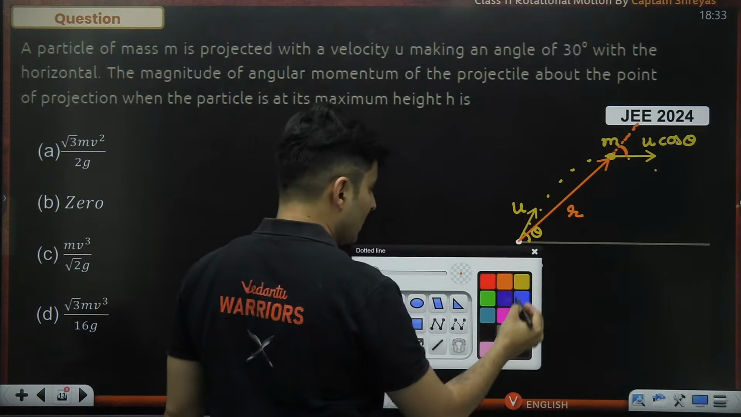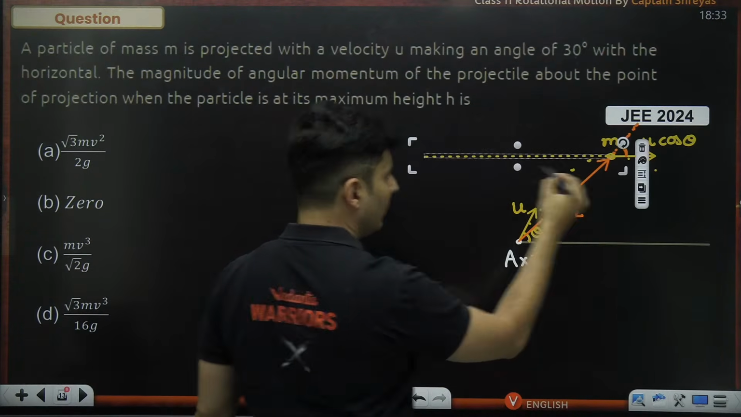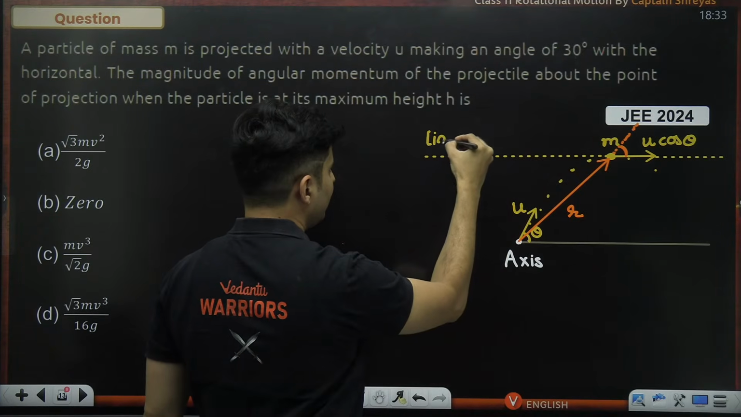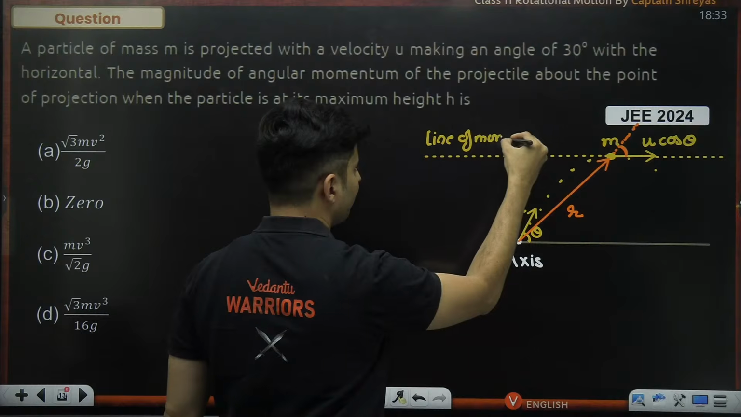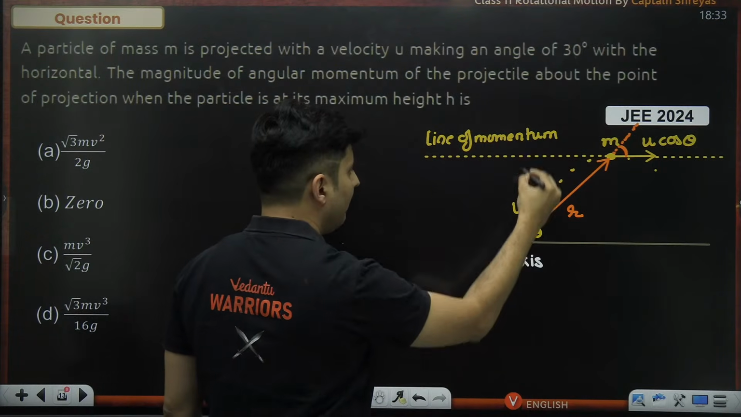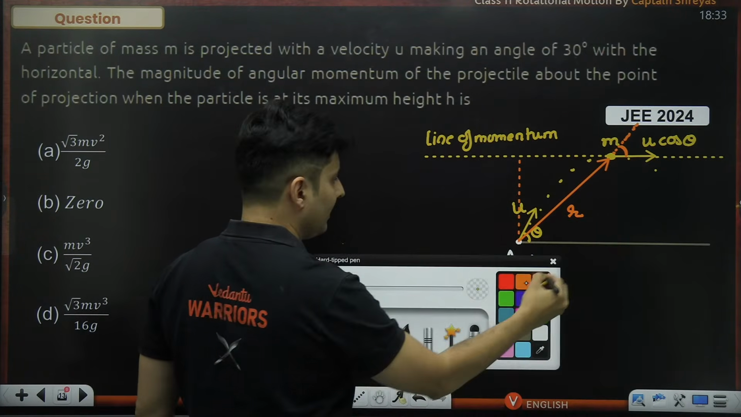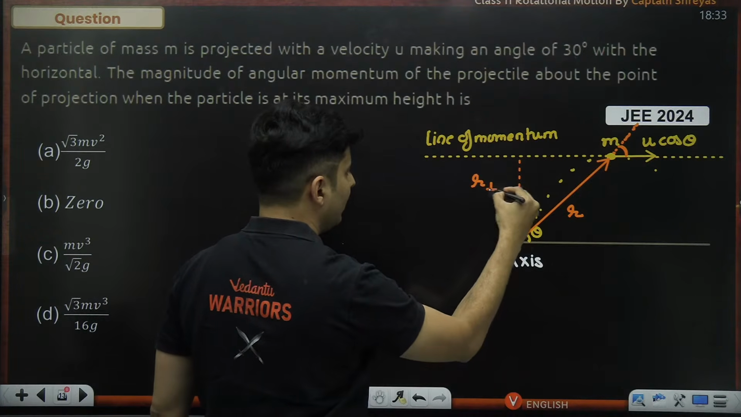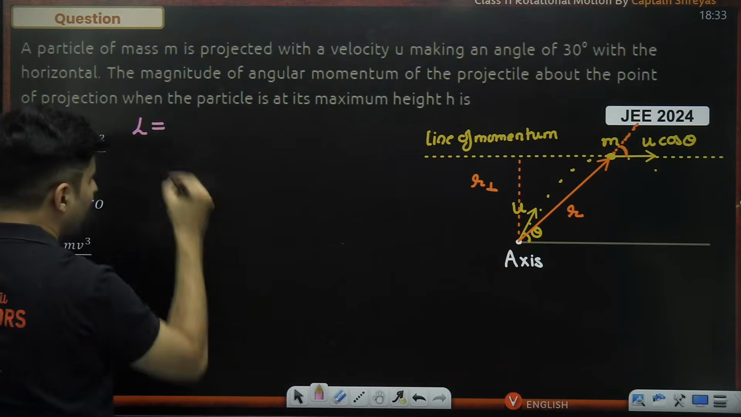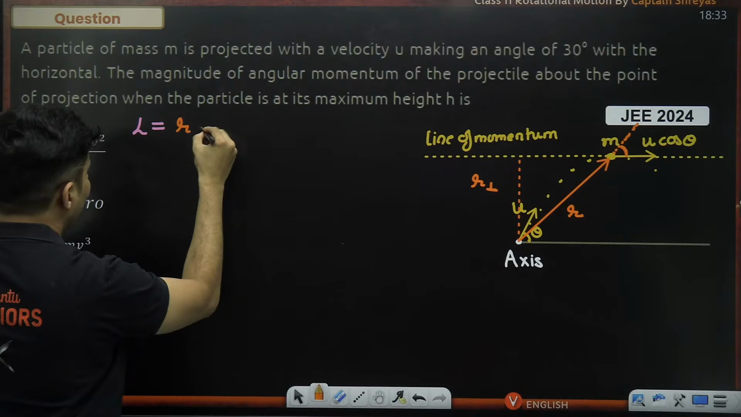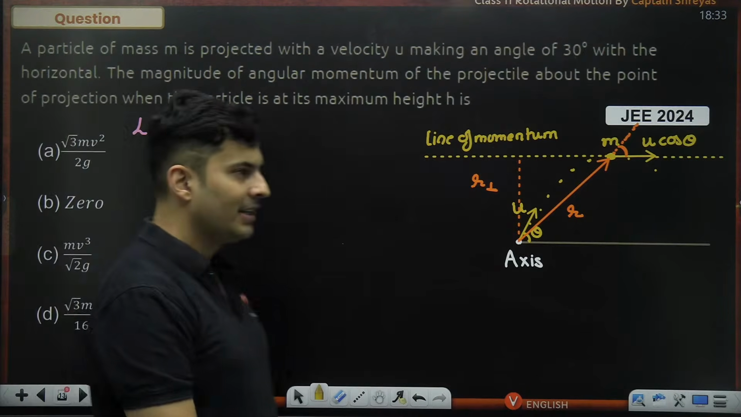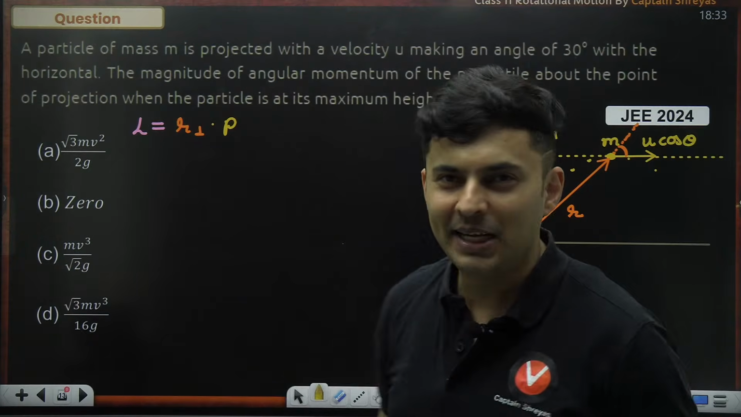I'll tell you why. This will be the line of momentum. Can you see that? This is basically your line of momentum. And on that line of momentum, I can conveniently draw a perpendicular r. Oh, my job is done. So now I can just say my angular momentum is nothing but r perpendicular multiplied by the momentum itself.